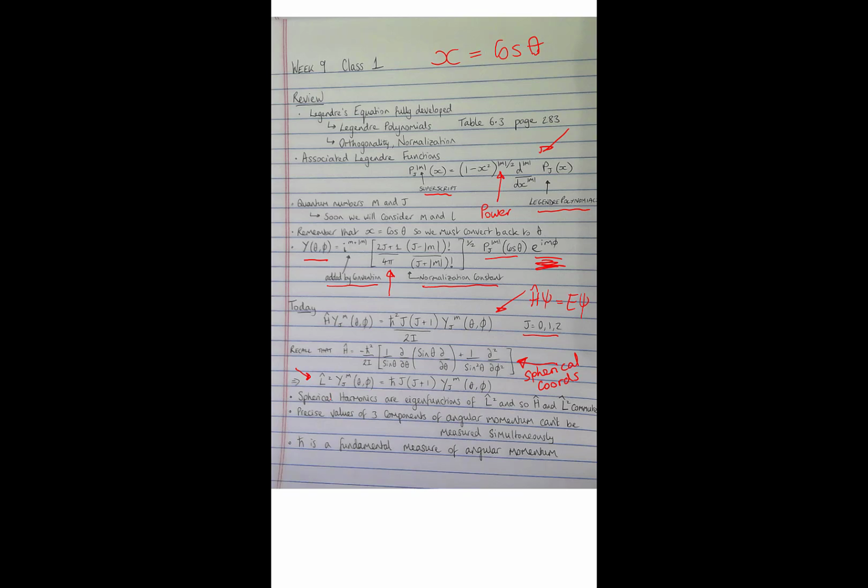We're also going to go on and explore a little further from that. So we're going to learn that precise values of three components of angular momentum can't be measured simultaneously. That's this point in here. And we're also going to go on and think about how h bar is a fundamental measure of angular momentum, and that's here. So that's what we're going to look forward to over the next couple of PowerPoint sessions.